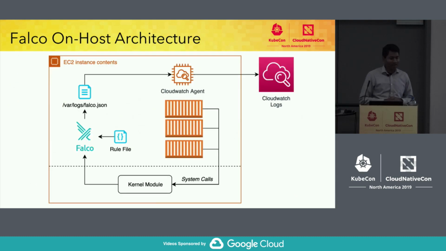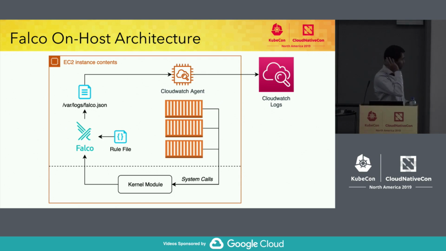So let's look into Falco on host architecture. This is the glorified version of what Kris showed you. Again, this is a single EC2 instance, and we are running a bunch of containers. All containers are generating system calls.